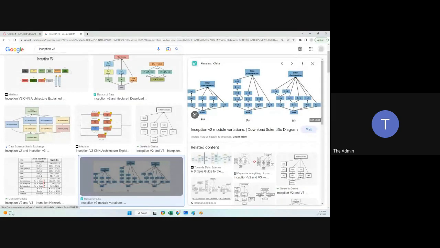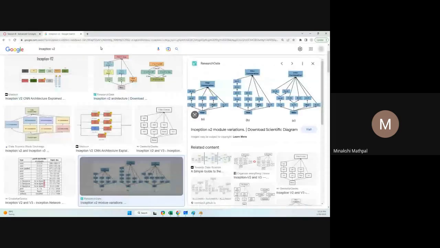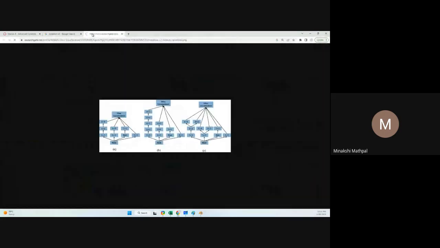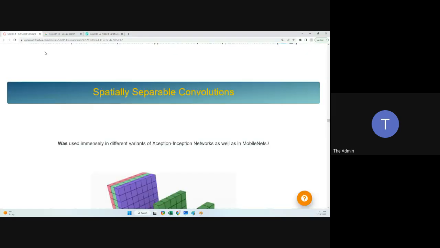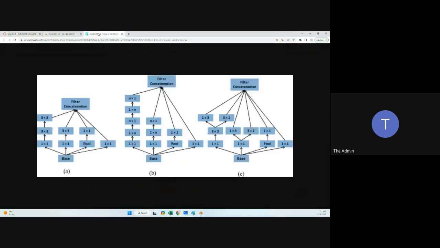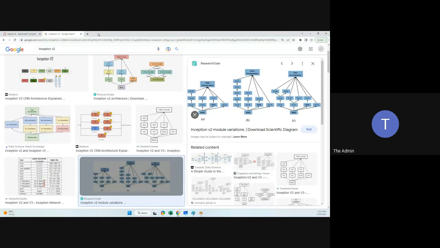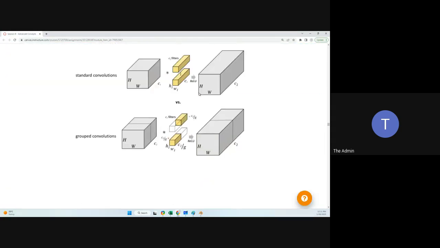Here you see n cross 1, 1 cross n. What convolution is this? We can't see. Can you zoom? Do you see this 1 cross n and n cross 1? Yeah. This is spatially separable convolution. So there are many variants of convolution architectures possible. Fortunately, finally, everyone has concluded ResNet is the best. So you do not have to go through all of this.